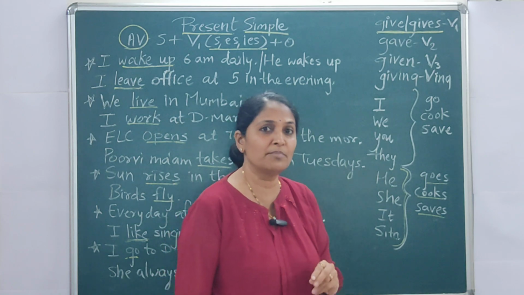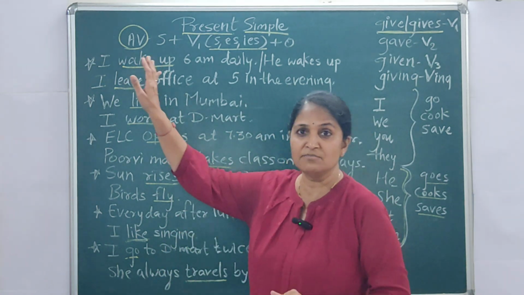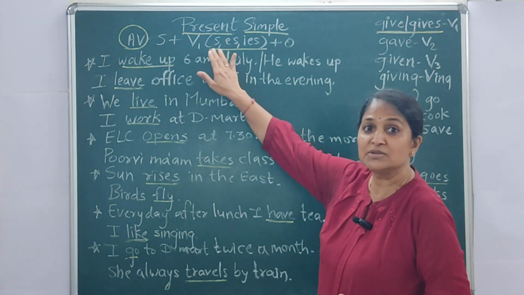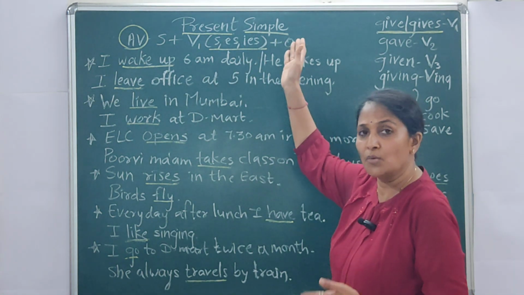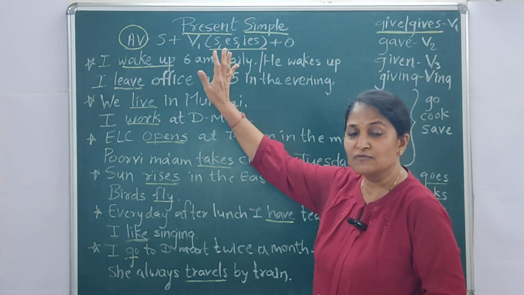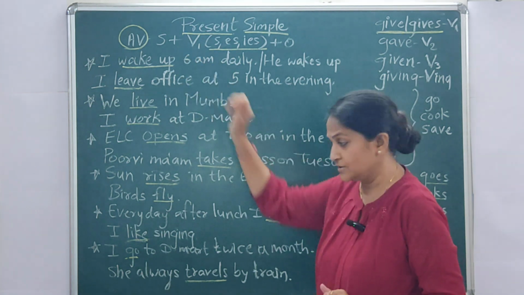So what you need to remember here is that after the subject in present simple tense you always write the base form of the verb, and at the end you can write other things or an object, right? The sentence is active, so 100% you will have the subject first.